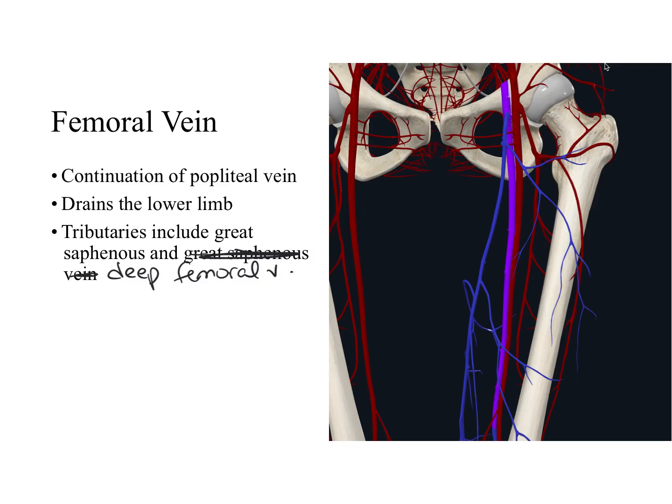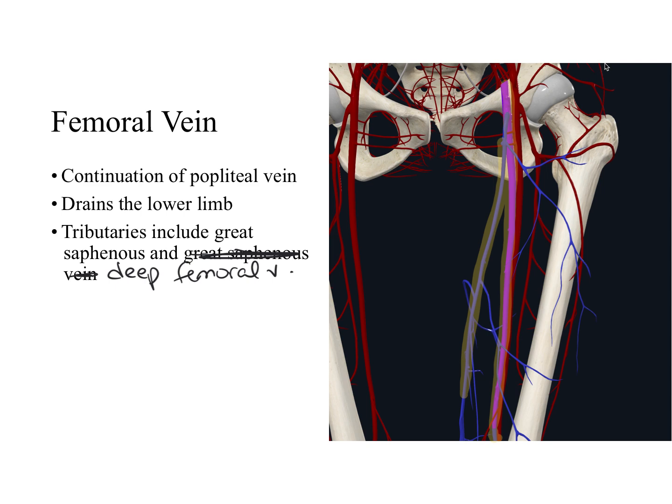This picture is showing the femoral vein, which is a continuation of the popliteal vein. So the popliteal vein is down here, and then it turns into the femoral vein, and then the femoral vein becomes that external iliac vein. There are two major tributaries into the femoral vein. One is the great saphenous vein, which runs all the way up from the ankle on the medial aspect of the thigh, and the other one is the deep femoral vein.